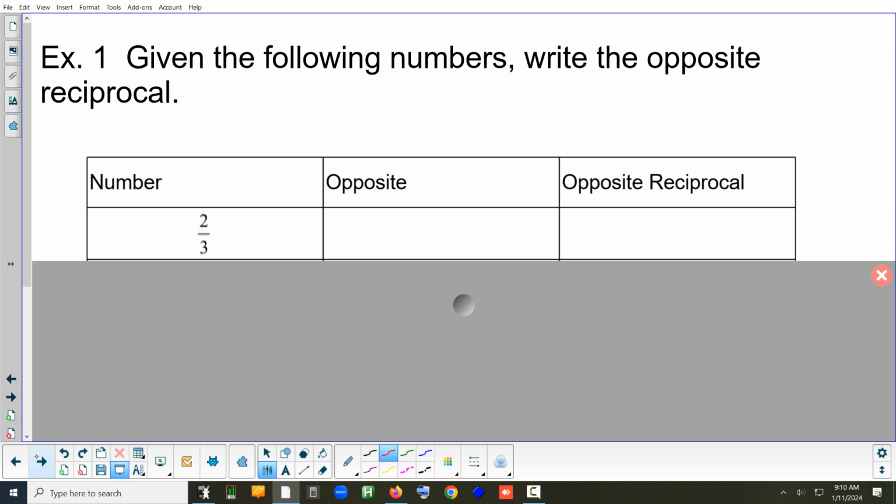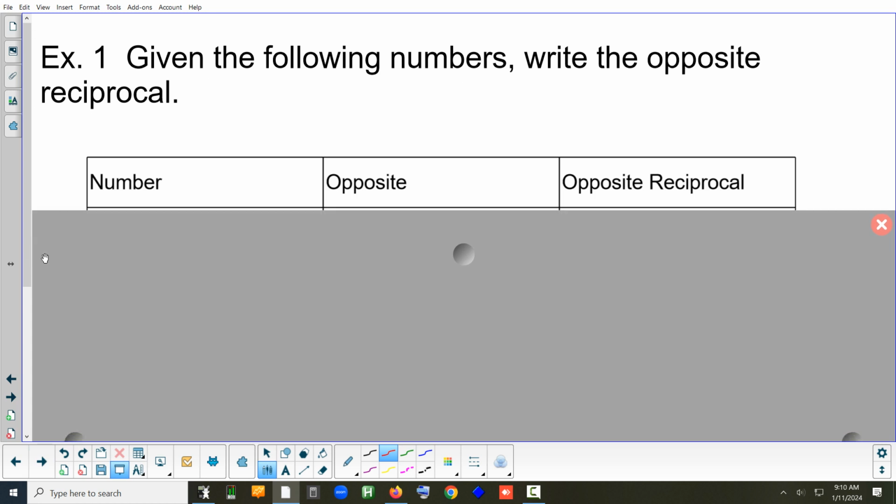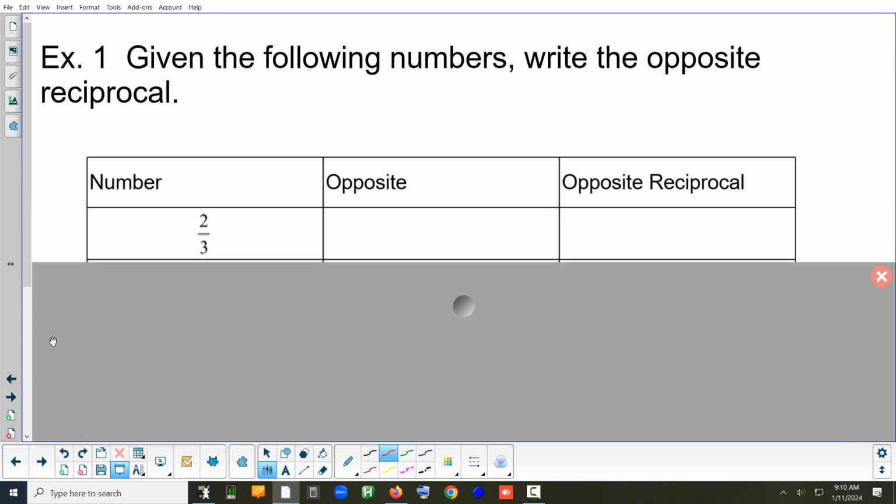Okay, so before we start doing the equations of lines, let's just practice taking a number, finding the opposite, and then the opposite reciprocal. I'll do the first one with you guys, and then I'll give you a few more to try on your own. Let's start with 2/3. What's the opposite of 2/3?